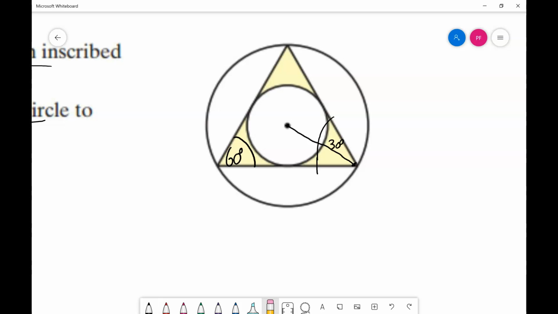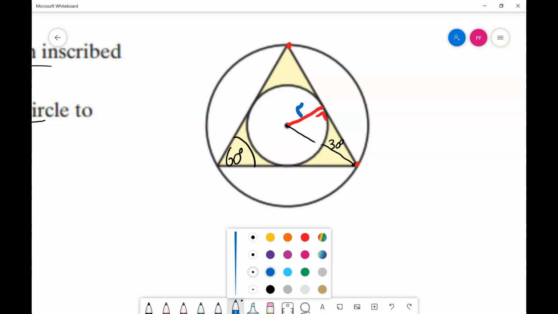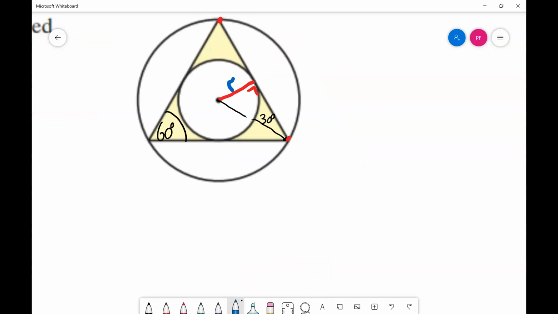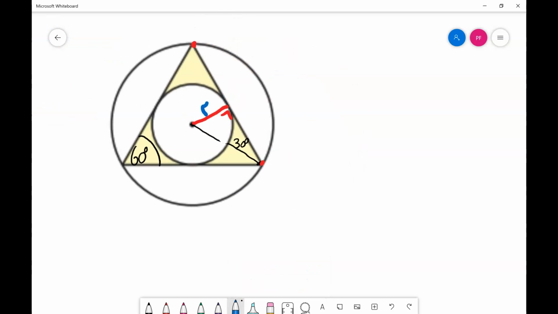Okay, now if I create a right angle triangle out of that by drawing a line from here to here, how do I know that's a right angle? Well, because the line from here to here is tangential to my circle. So a tangent must create a right angle. If I call the radius of my small circle r, I can use that now to calculate the radius of my big circle.